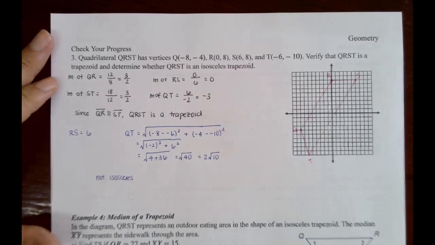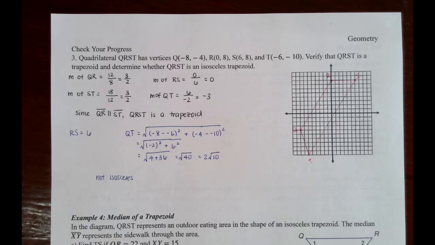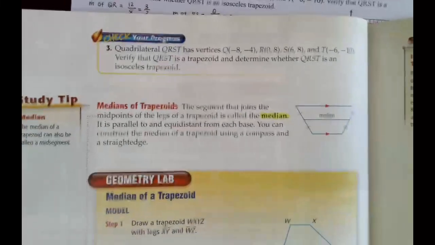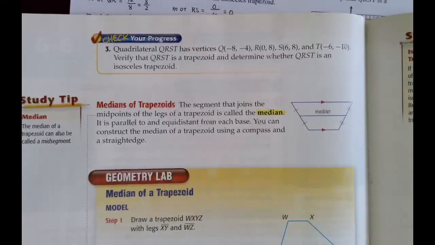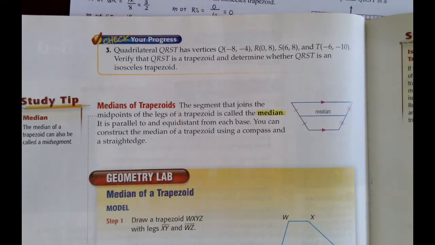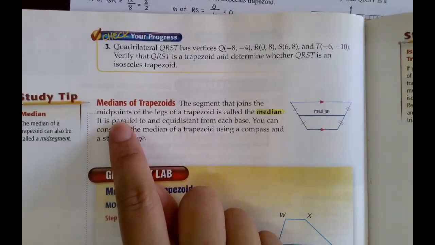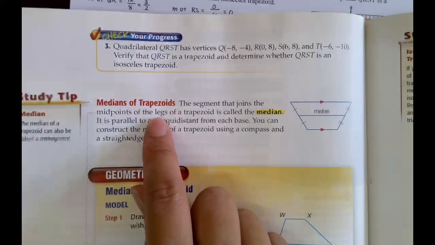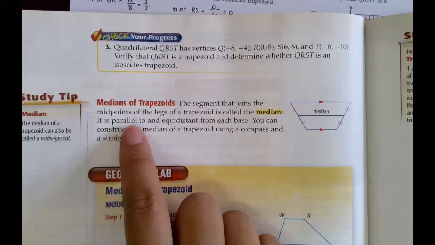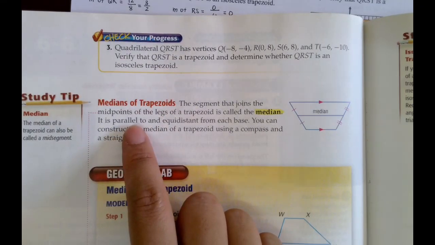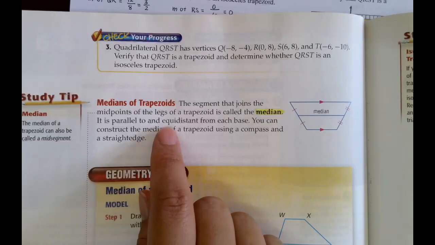Okay, so then our last example is for median of a trapezoid. So let's look at the definition of median. We saw medians for triangles before, but this time this is a median of a trapezoid. And the median of a trapezoid is the segment that joins the midpoints of the legs of a trapezoid. Okay? What we know is it's actually parallel to and it's equidistant from each base.